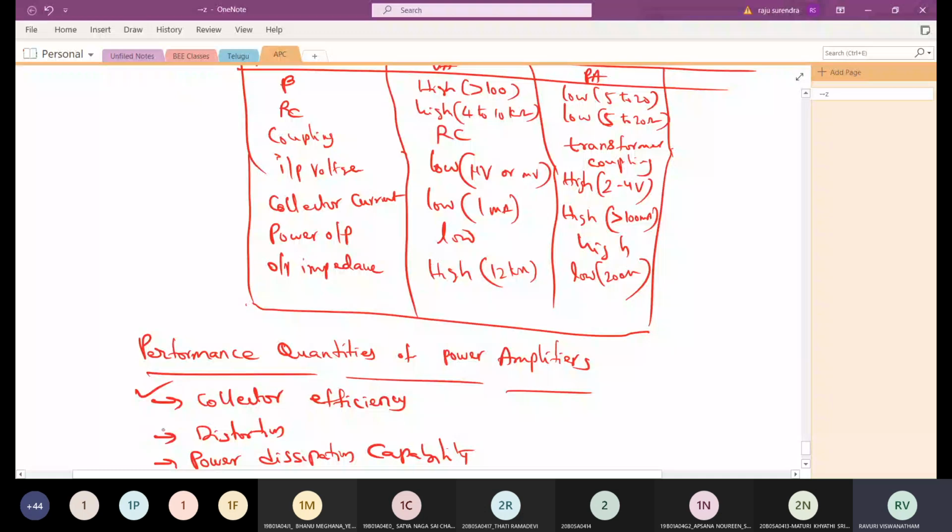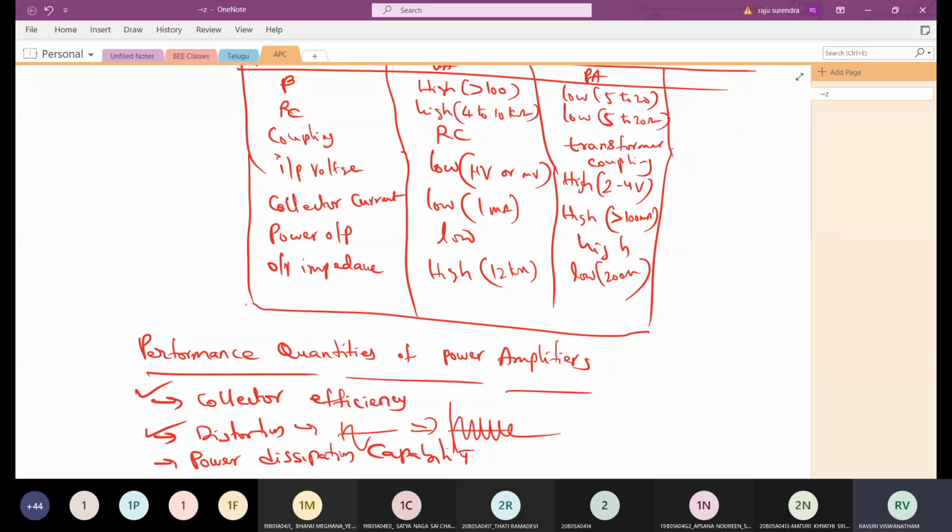And the second one is distortion. Do you know what is distortion? Say we are applying an input signal as a sinusoidal, but we are not getting a proper shape of that signal. Obviously we can call that a distortion. Simply, the change of output shape from the input shape of the amplifier is called distortion.